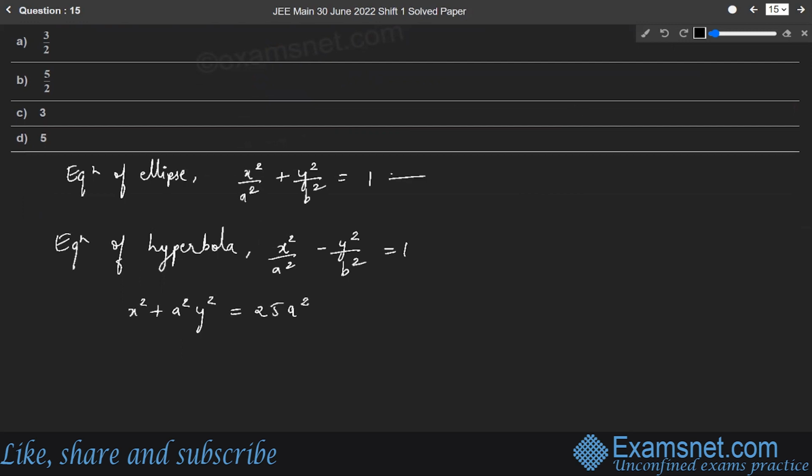But the standard equation is in the form of x square upon a square plus y square upon b square is equal to 1. So let us do one thing. Let us transform this equation into standard form. So let us take this 25a square on the left hand side. Since it is in multiplication here, so it will be divided when it will come to the left hand side. So x square upon 25a square plus a square y square upon 25a square is equal to 1. When we take this term on the left hand side, then this equation is formed.